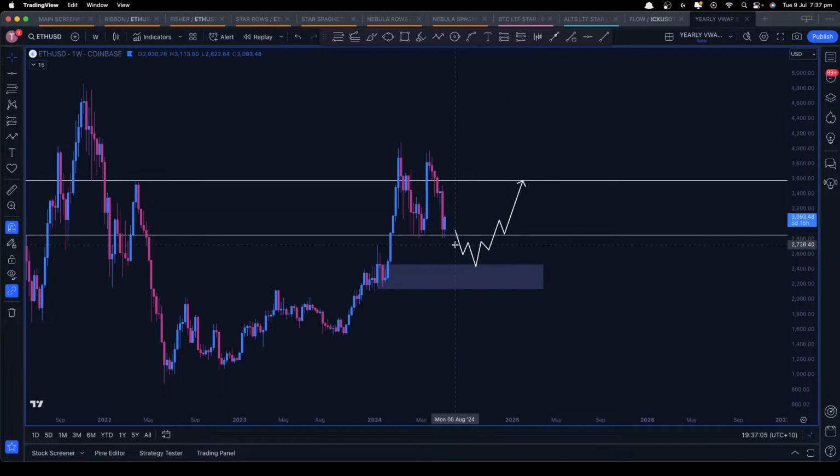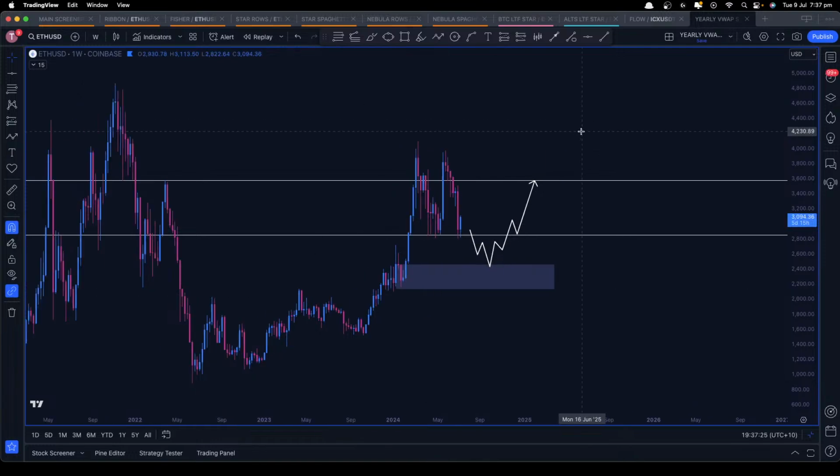If you're getting short below here, you're getting short basically at discount in an uptrend. So if you're going to short the market, you short into a prior high and you're long into discounted zones. And if you keep doing that, you'll make money.